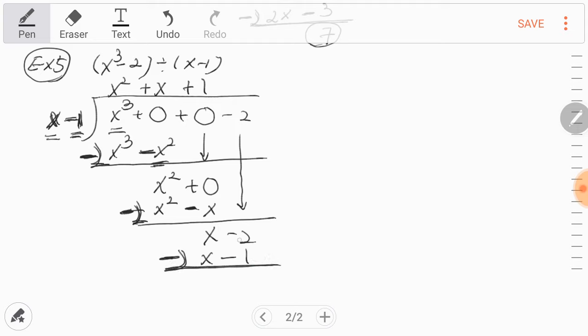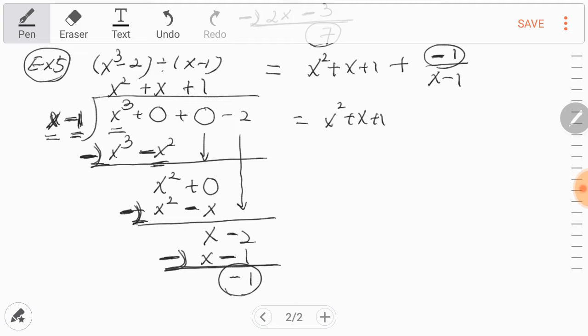So x minus x cancel out. Negative 2 minus negative 1, so negative 2 plus 1, negative 1. So that is the remainder. So the answer is the quotient. The quotient is x squared plus x plus 1. And the remainder is negative 1. So why don't we get plus negative 1 over the divisor, x minus 1? And then since the numerator is negative 1, let's put the negative sign outside. Then x squared plus x plus 1 minus 1 over x minus 1.